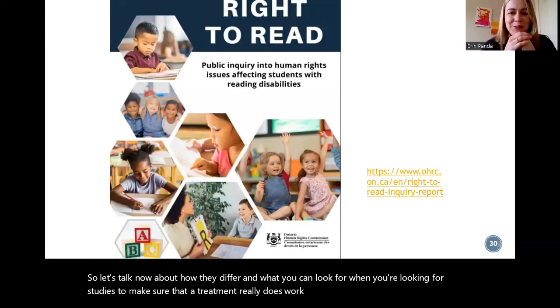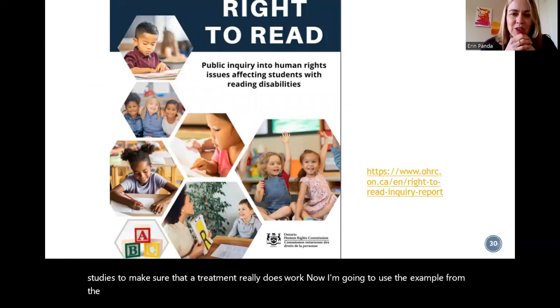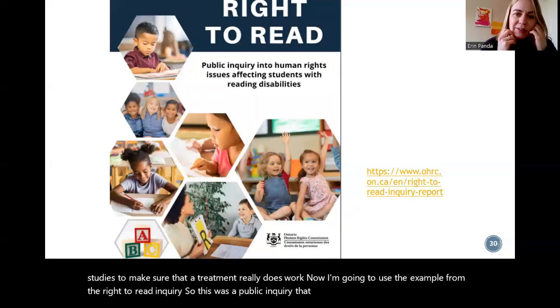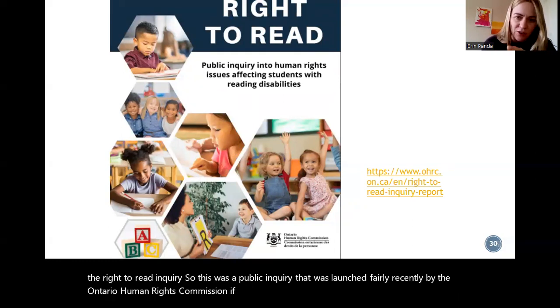Now I'm going to use the example from the Right to Read inquiry. This was a public inquiry that was launched fairly recently by the Ontario Human Rights Commission. If you haven't heard of it, check out this link. I highly suggest you check it out.